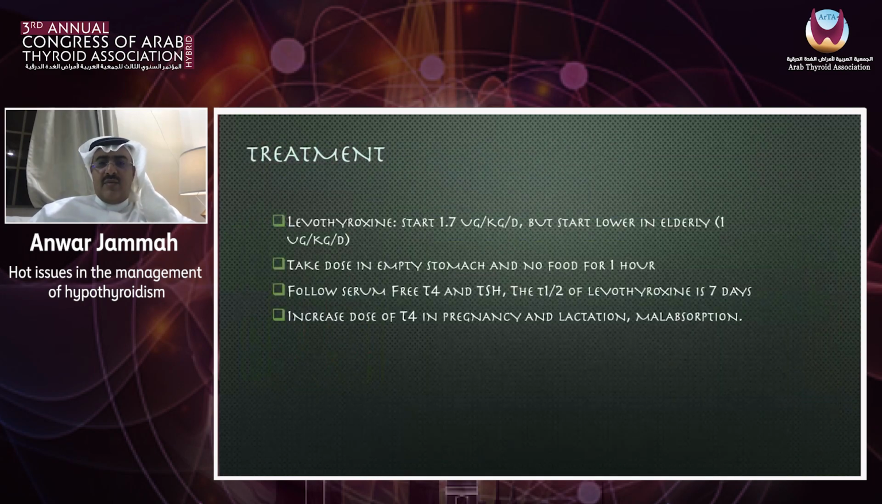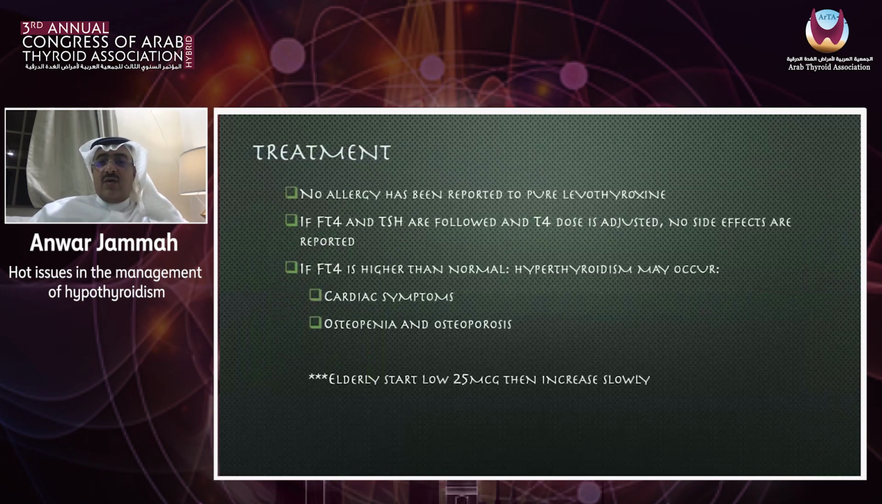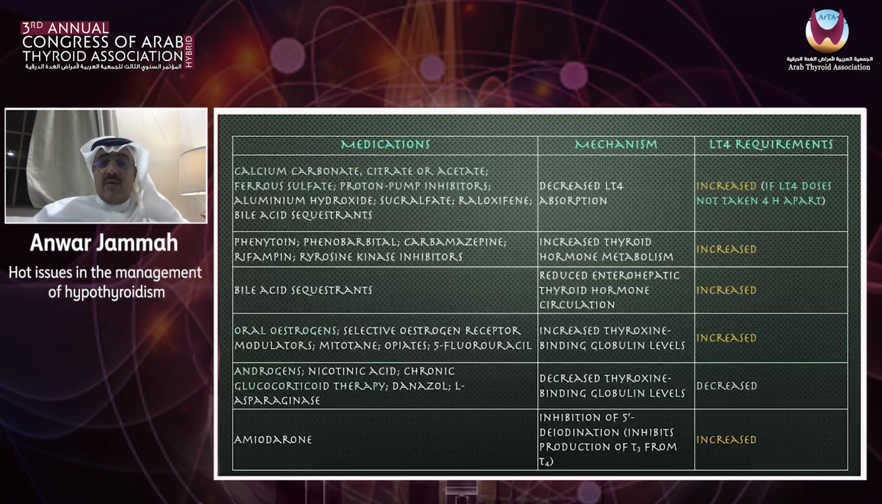However, when you decide to treat patients with hypothyroidism, 1.7 micrograms per kg is the starting dose. In the elderly, you give lower. Sometimes we start with 25 and increase it every 2 weeks, and so on. There is no allergy reported from levothyroxine, and a higher T4 and lower TSH with the treatment may cause problems like osteoporosis and so on. This is a slide showing the effect of other treatments on the thyroxine, and I think this is well known to most of you.